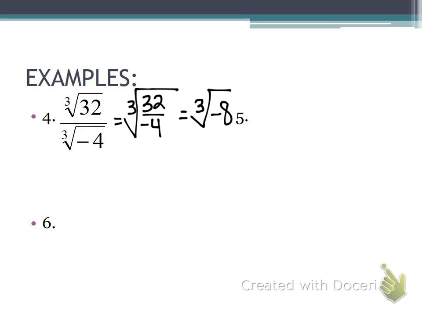Which I'm hoping some of you are becoming more familiar with your perfect cube roots. Not 2. Good, -2. We can take the cube root of a negative number. So this comes out to equal -2. Questions about example 4? We all get it copied down because it's going to disappear when we put up number 5.